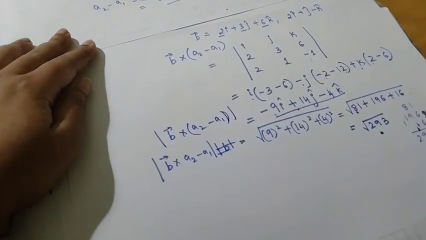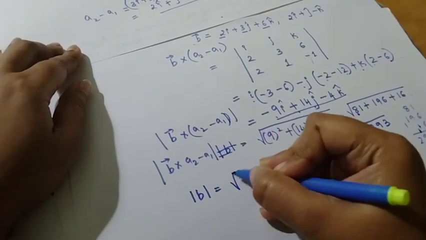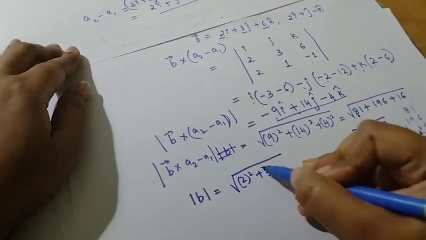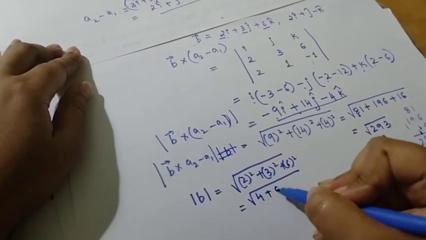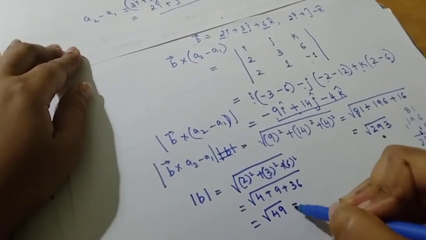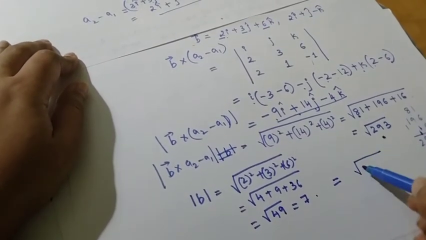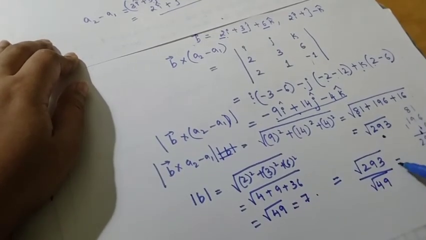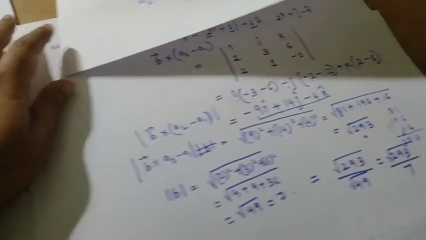Okay. If you want only magnitude of B, then you have to take this as root of 2 square plus 3 square plus 6 square. So this is root of 4 plus 9 plus 36. So root of 49 which is equal to 7. So this will be equal to root of 293 divided by root of 49 which is equal to root of 293 divided by 7. Okay, I explain it once again.